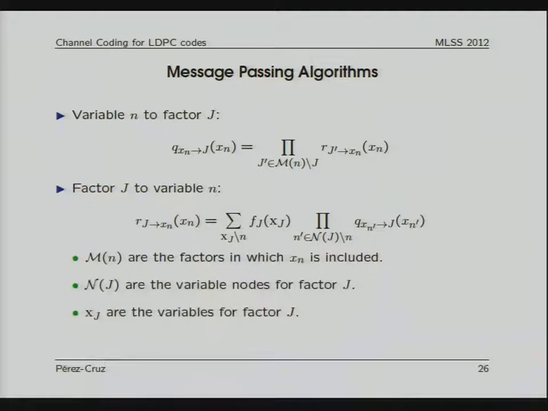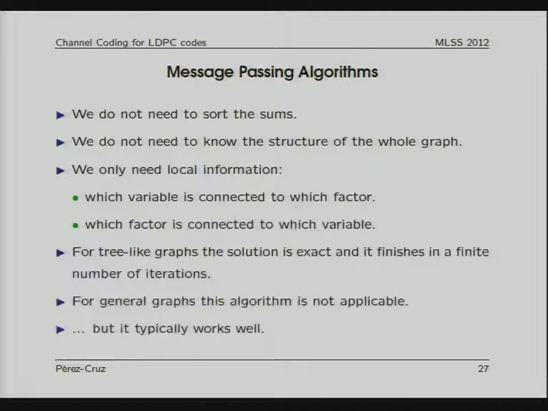Okay? And the variable to factor is the same thing. You have to add for all the variables except the one you are transmitting on, and you have to multiply by all the messages that you got except the one that you got from that one. Okay? Those are what these two equations say. Okay? And this is the algorithm that we're going to try to analyze. Okay?